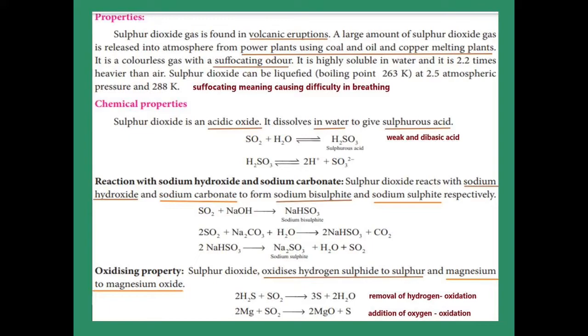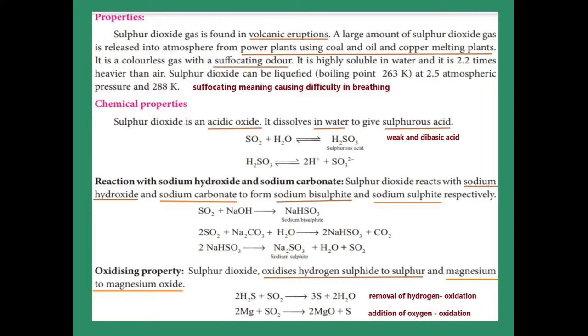The next one, chemical properties. Sulfur dioxide is the oxide form of sulfur and it is an acidic oxide. Then why is it called an acidic oxide? Because in water it produces sulfurous acid. So it produces acid, so it is called an acidic oxide. And then the sulfurous acid is a weak acid and also it is a dibasic acid.